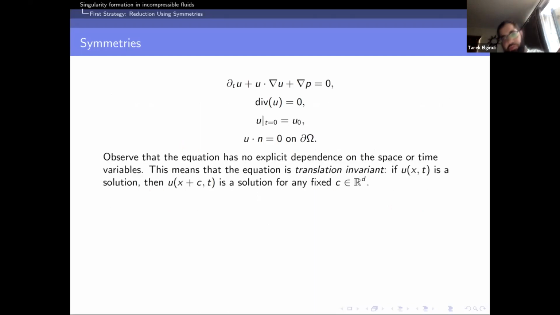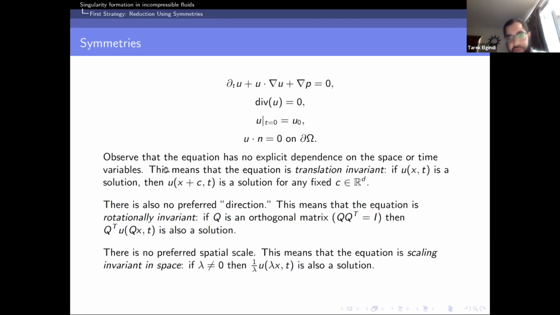Okay, so if you just think about the equation a little bit, so capital omega now, the domain, I'll think of it as being just the whole space. So we don't have to worry about the domain and symmetries. Okay, so just think of the whole space. So clearly you have translation invariance, you have rotation invariance, because there's no preferred position or direction. There's also scaling invariance in space.